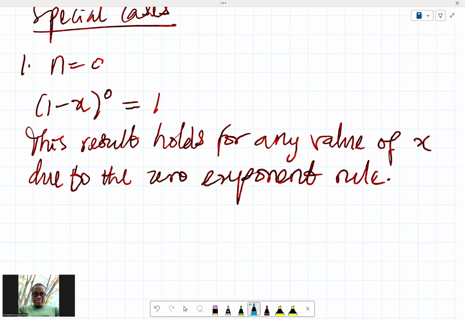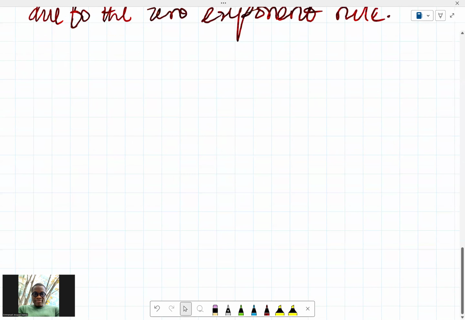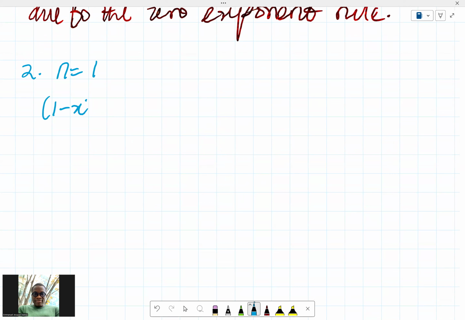Now, the second special case would be where n is equal to 1. So when n is 1, you have 1 minus x raised to power 1, and anything raised to power 1 remains the same. So this is just 1 minus x. When you raise anything to power 1, it remains just what it is.